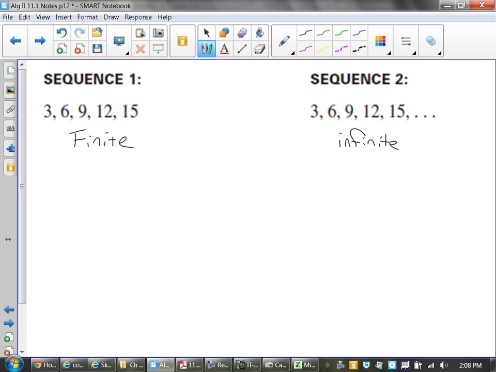There's 5 terms: 1, 2, 3, 4, 5. The term number that it is would be considered its domain. The range is what the value is. So the first term is 3, the second term is 6, the third term is 9, the fourth term, and so on.